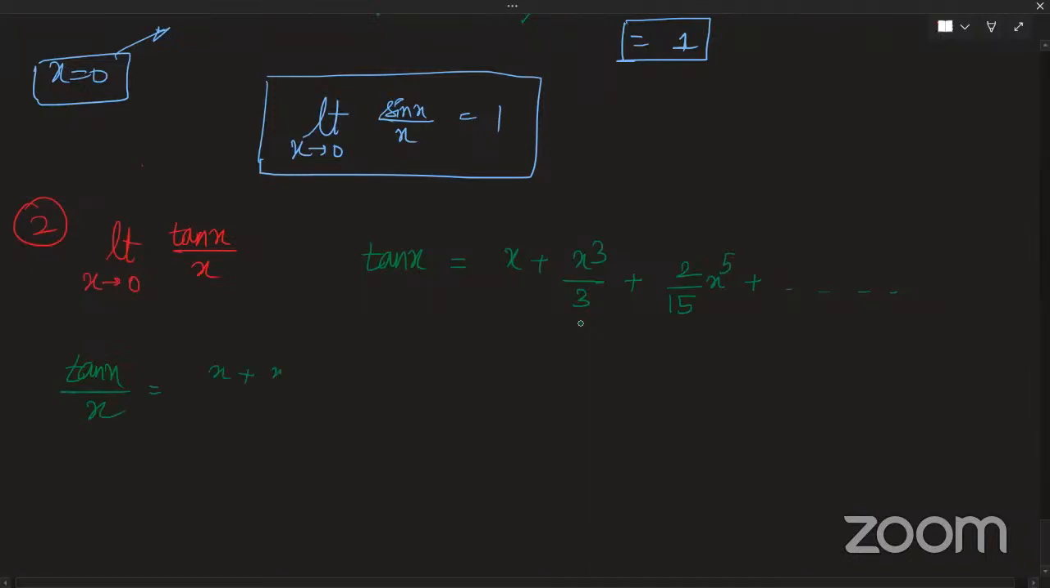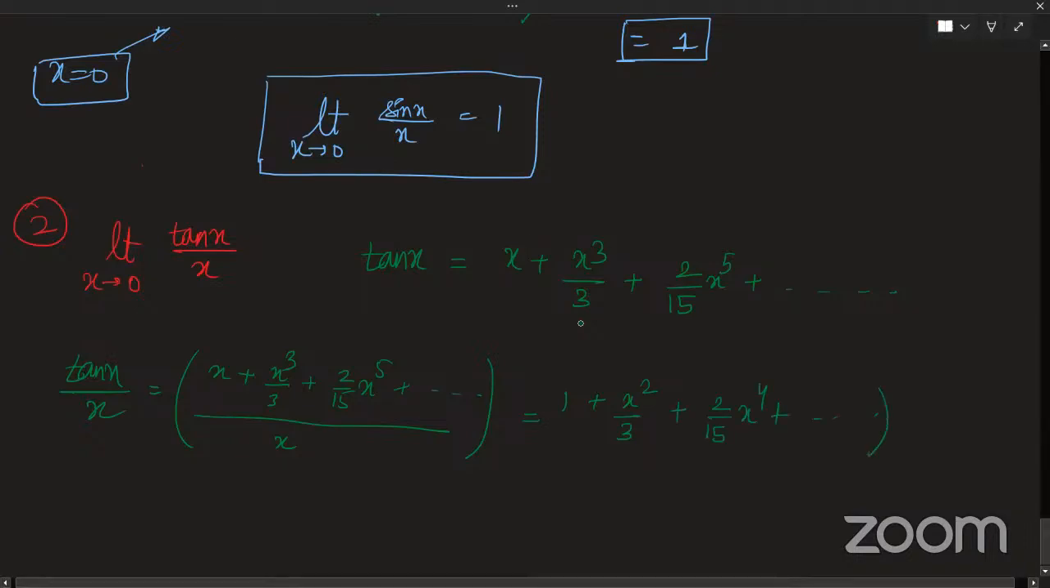So it is x plus x cubed by 3 plus 2 by 15 x raised to 5 and so on, whole divided by x. What will happen? x and x will get cancelled out from both numerator and denominator. So it is 1 plus x square by 3 plus 2 by 15 x raised to 4 and so on, higher order terms.